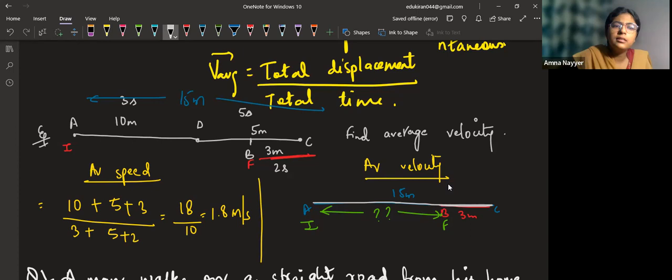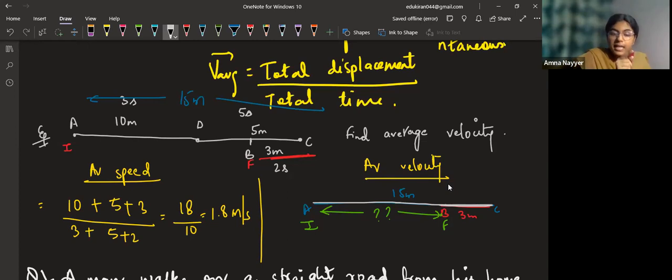Now see, in the velocities calculation, we require displacement. Remember all the circular questions also we had seen. When it was distance, we used to calculate the entire perimeter, the entire curve of the circle. And when it is displacement, we just directly used to join the initial and final point, right? So in average velocity also, when you're calculating average velocity, you just join the initial and final points.